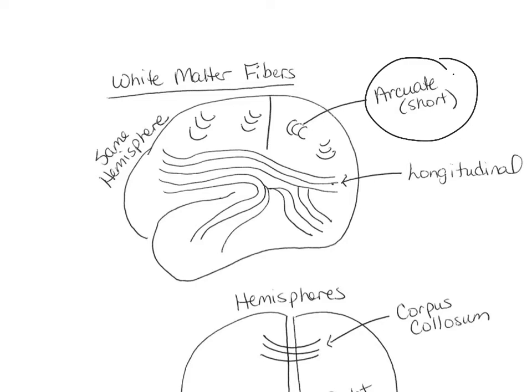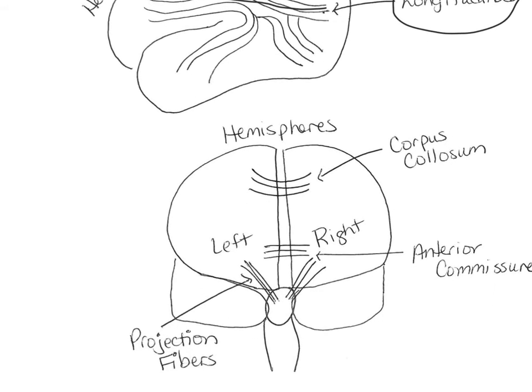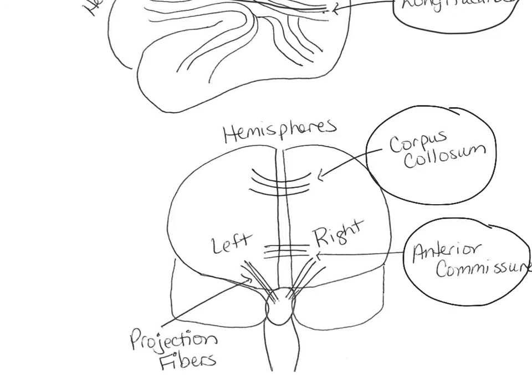We have longitudinal fibers that are going to connect one lobe to another lobe, right? And then we have the other fibers that are called the commissural fibers, and those are the corpus callosum and the anterior commissure, and those are connecting the right to the left hemisphere, right? Right to the left hemisphere.